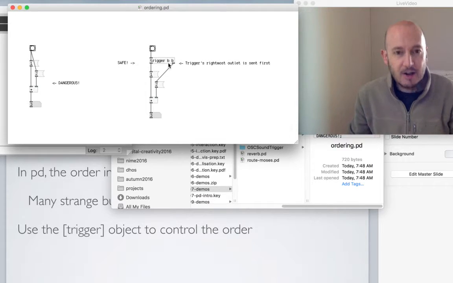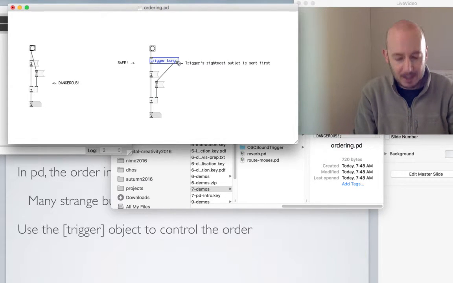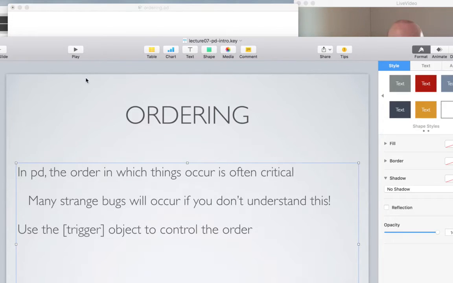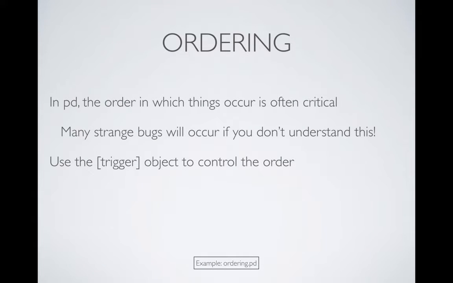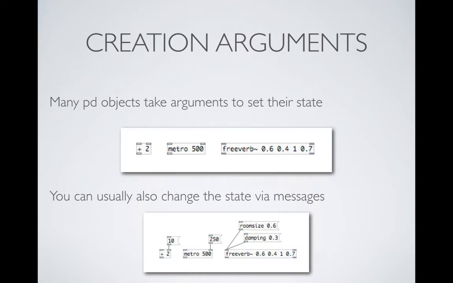So depending on the type that you're sending out with the trigger object, we've said we're sending out bangs, but you can also trigger floats and other types as well. But we'll get more into that a bit later. So the main thing is, with Pure Data, the order that things happen is often critical, and it's important for you to be on top of this. And when you're in any doubt about what order things are happening in, use the trigger object to make it unambiguous.